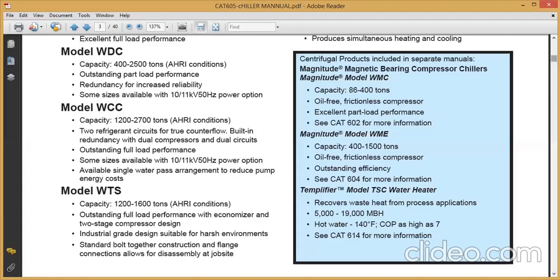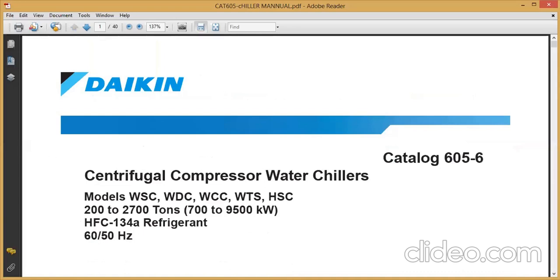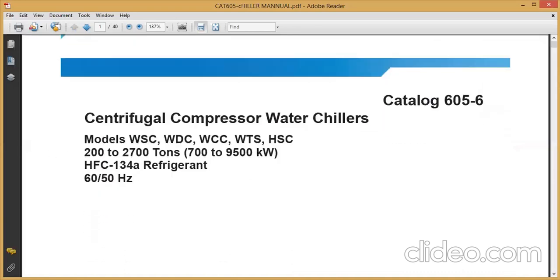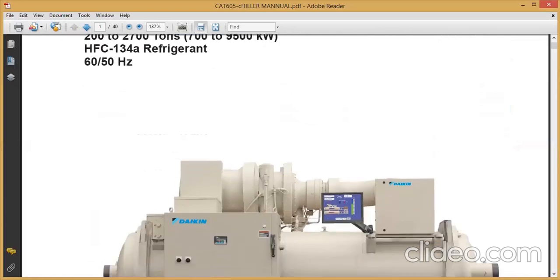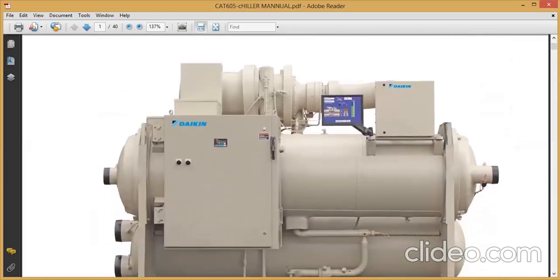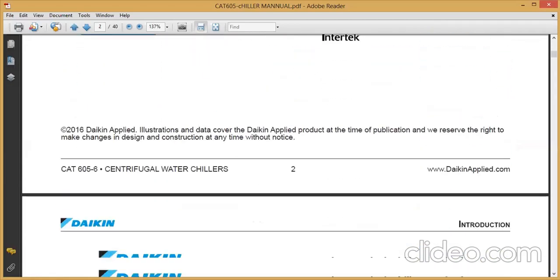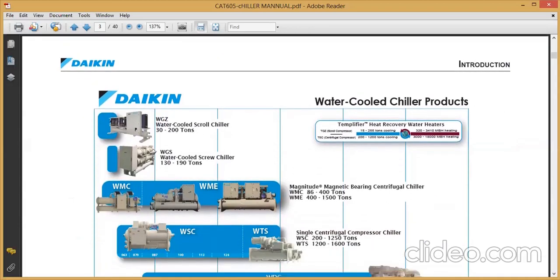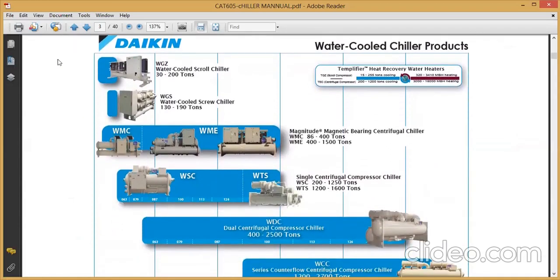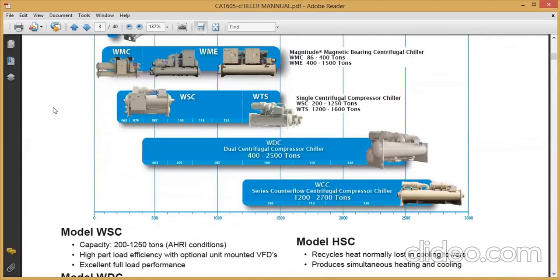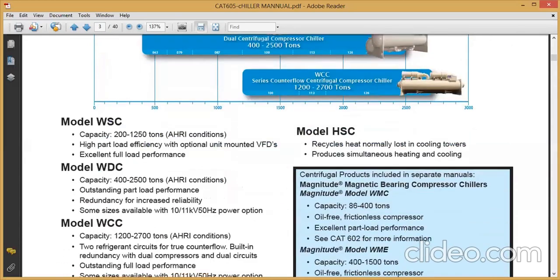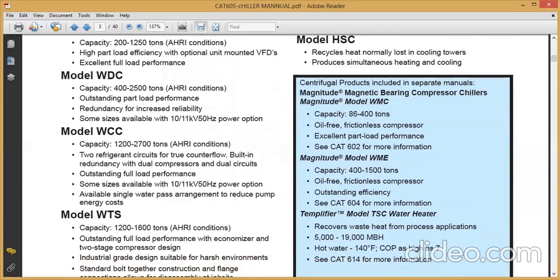Right now, quickly in a minute, I will show you one chiller manual. This is a chiller manual from Daikin Industries, and the Daikin centrifugal chillers are shown here. This is the complete assembly of the Daikin centrifugal chiller. It comes in various capacities. As you can observe, this is a water-cooled chiller, and it starts from 30 to 200 tons up to a maximum capacity of 1200 to 2100 tons. So lots of variations, lots of models are available with different capacities.